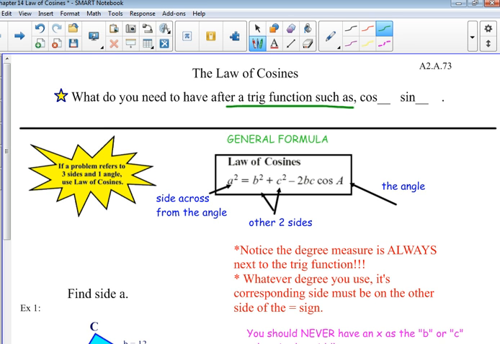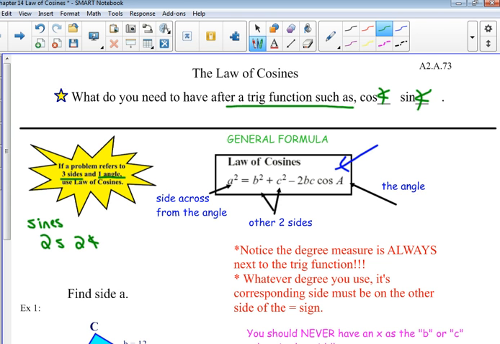So angles have to be connected. Whatever the angle is has to go next to the sine or cosine in all your formulas. The law of cosines is given to you on your reference sheet. We're going to use the law of cosines when we have 3 sides and 1 angle in our triangle. When we use the law of sines, that was 2 sides and 2 angles. So we're going to have a different looking picture today.